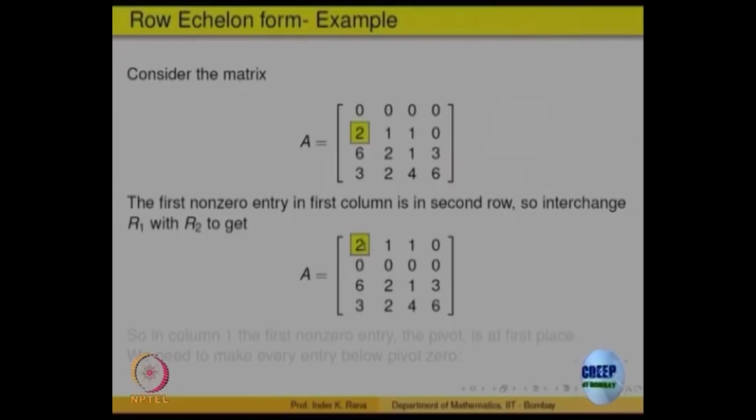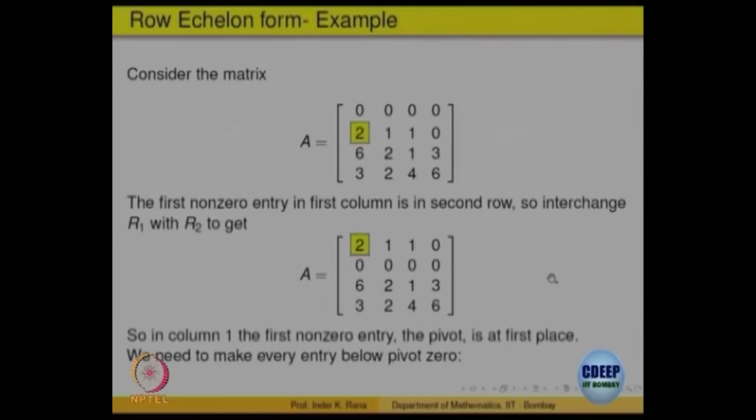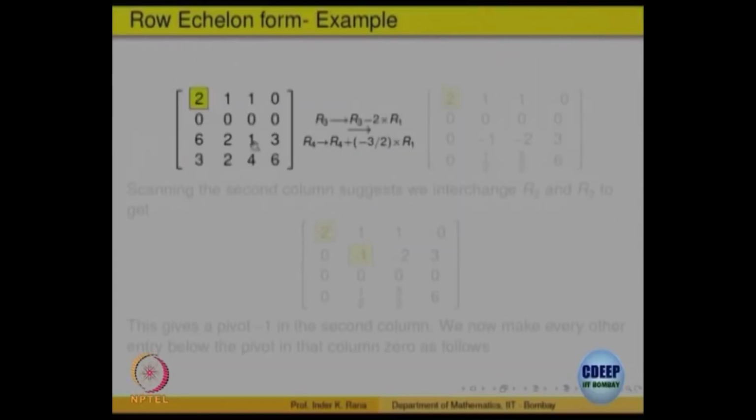So, you can multiply row R1 by 3, that will give you 6 here, subtract it from the third row, that will make this entry 6 as 0. So, multiply the first row by minus 3 and add it to the third row, and similarly for the next one. So, the operations are, this is how we write it, R3 goes to R3 minus 2 R1, R4 goes to R4 plus minus 3 by 2 R1. So, that will make everything below the pivot in that column equal to 0 by elementary row operations.